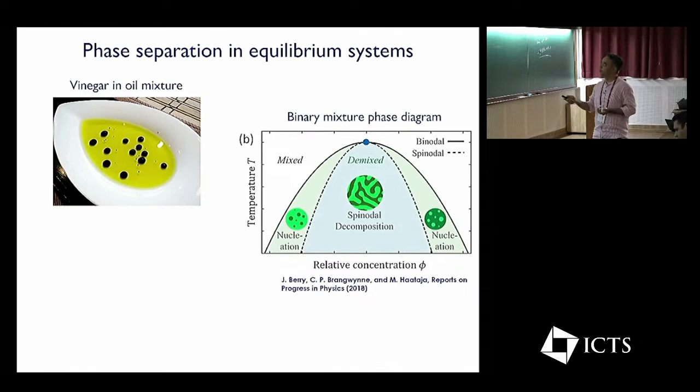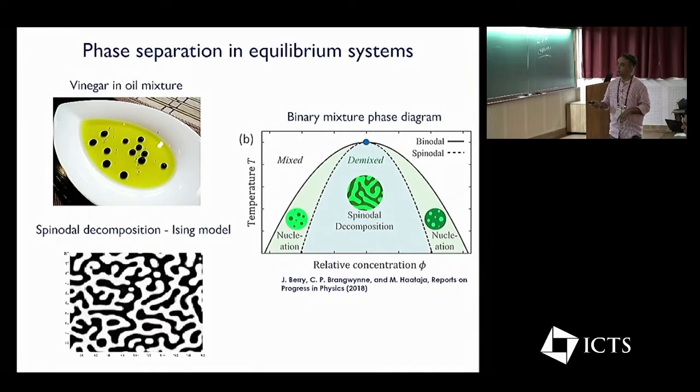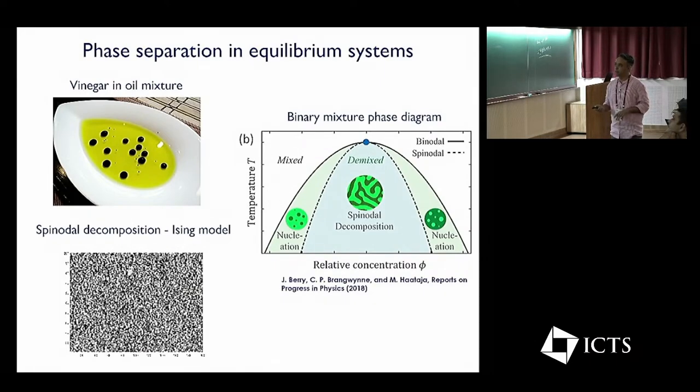If you quench the system suddenly into this spinodal domain, the system is thermodynamically unstable, and it starts to phase separate via spinodal decomposition. This is something that we all know and appreciate very well. This is an example of an Ising model that undergoes spinodal phase separation, in simulations.